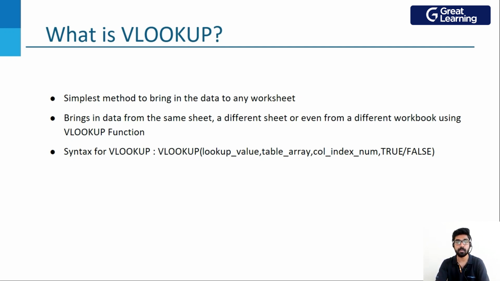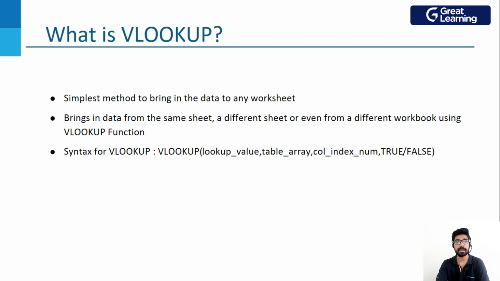Initially, we should start with VLOOKUP, and in brackets, we should write the lookup value. So with respect to which cell are you trying to bring in the data? That cell should be selected in the lookup value. After selecting that, you can give a comma and select the table array. You can select the table array from which you need to bring in the data to that particular cell, right? So you can make the selection of the table array after this.